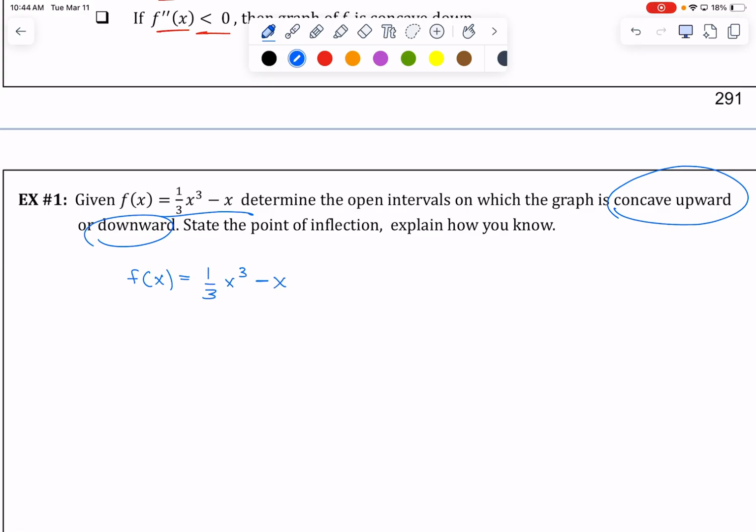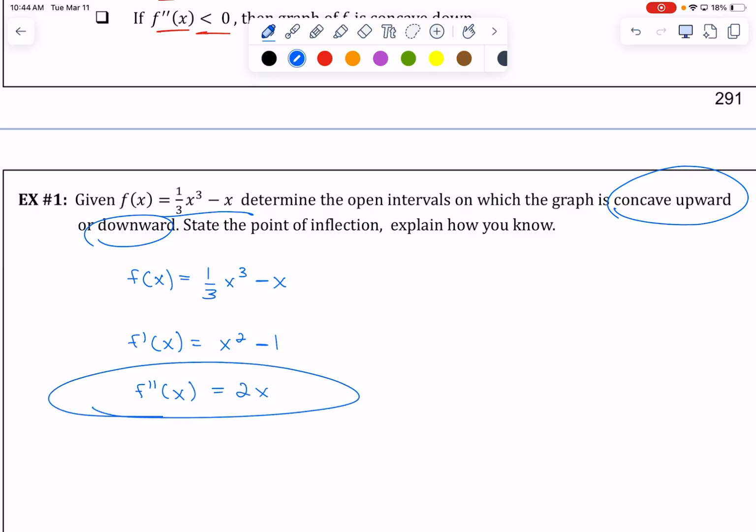You know it. All right, f prime of x is going to be x squared minus 1. F double prime of x is going to be what? 2x. There's your second derivative. That's all I need. Now, you're going to find the CVs for the second derivative. So CVs for the second derivative. I don't think there is any. Oh, there is. All right, we can set 2x equal to what?